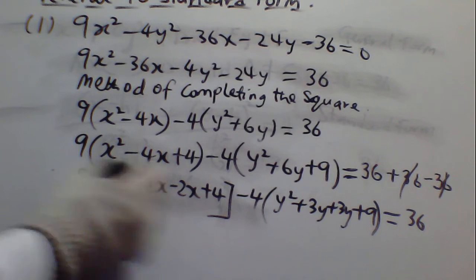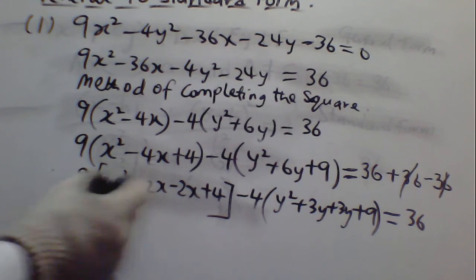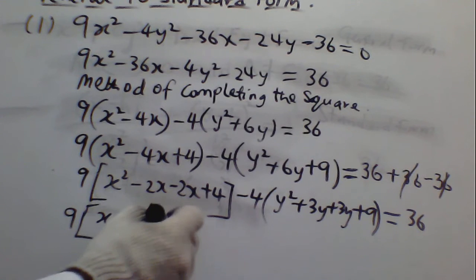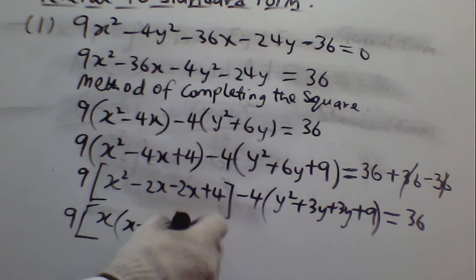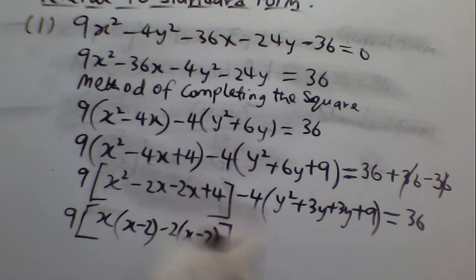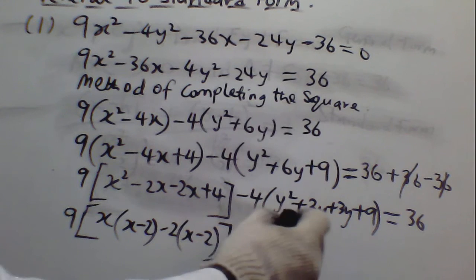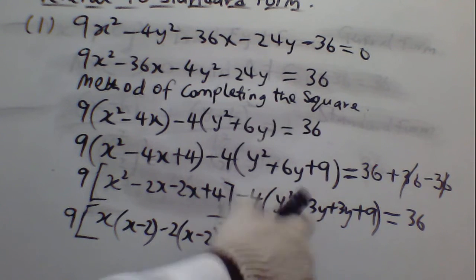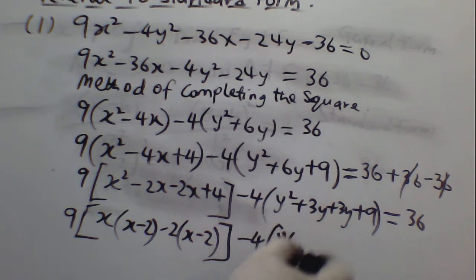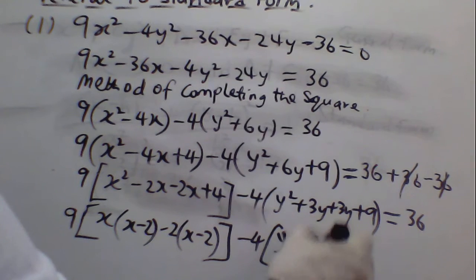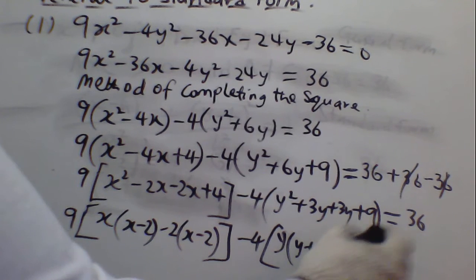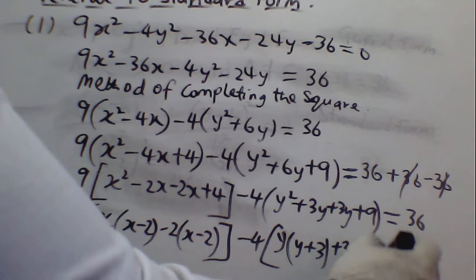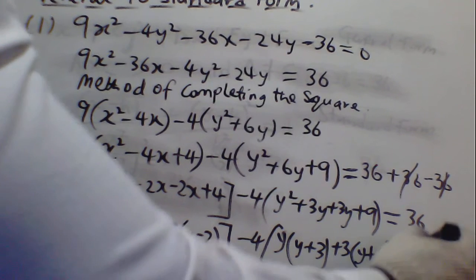9 in bracket. I now collect s in bracket, s minus 2, minus 2 in bracket, s minus 2, minus 4 in bracket. What is common? y is common. Open bracket, we have y plus 3 in bracket, y plus 3. This will give us what? 36.